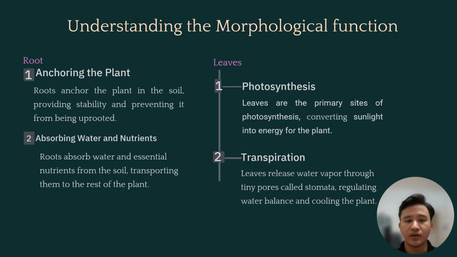Number 2, leaves. First, photosynthesis. Leaves are the primary site of photosynthesis, converting sunlight into energy for the plant. Second, transpiration. Leaves release water vapor through tiny pores called stomata, regulating water balance and cooling the plant.